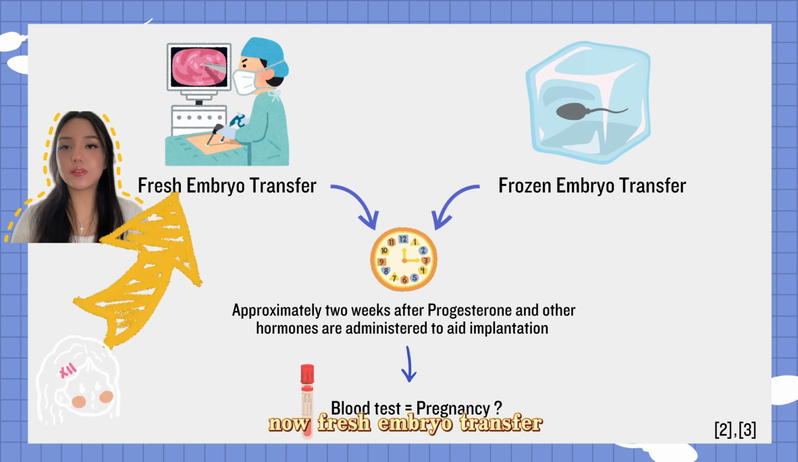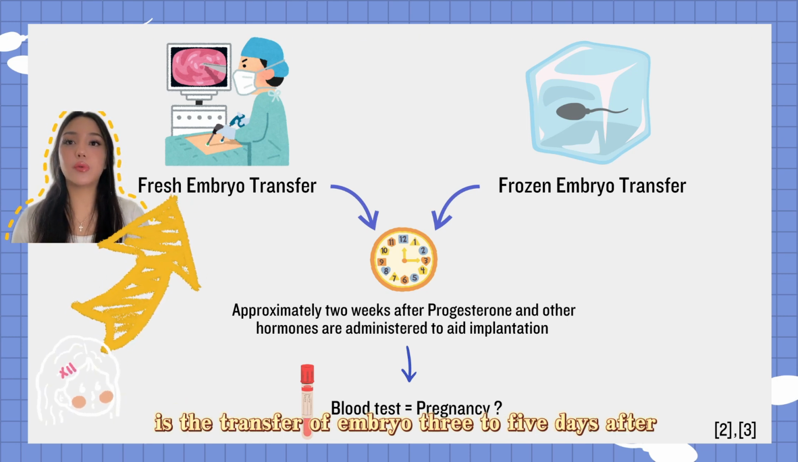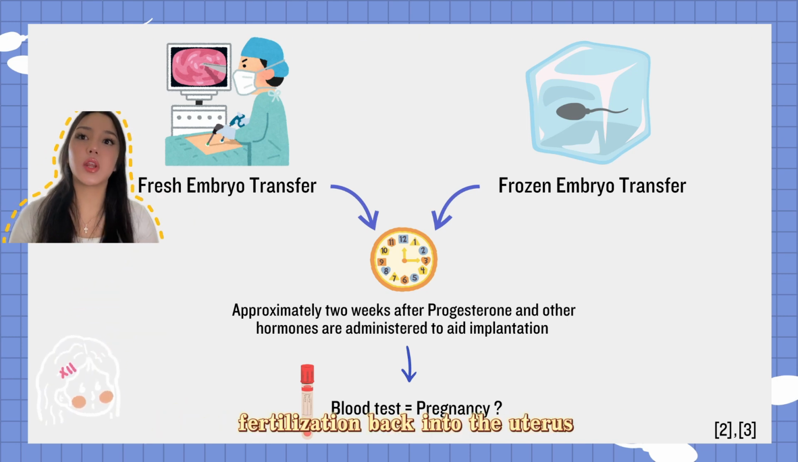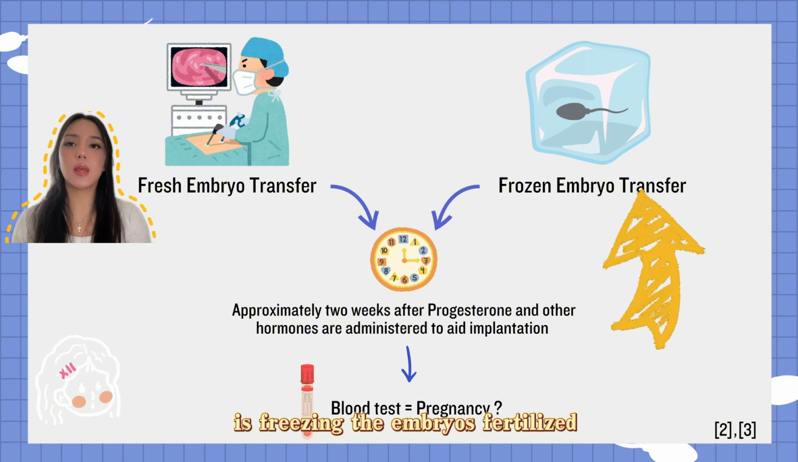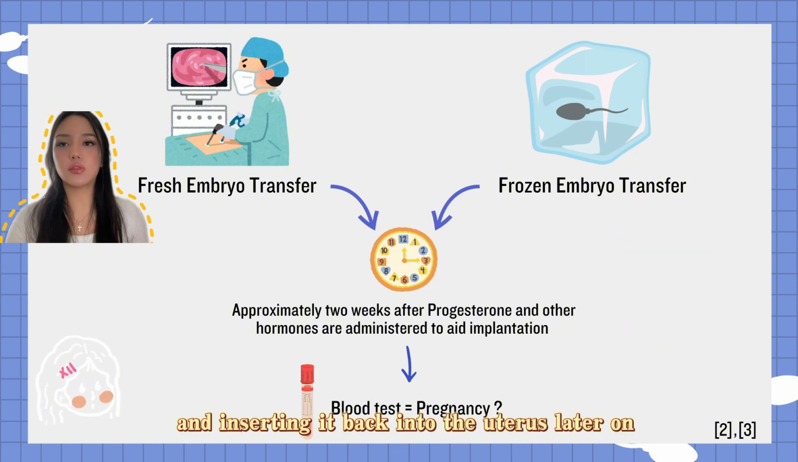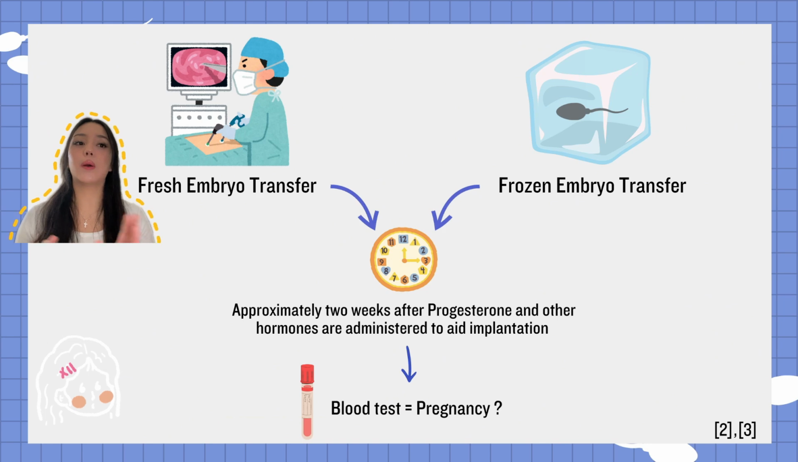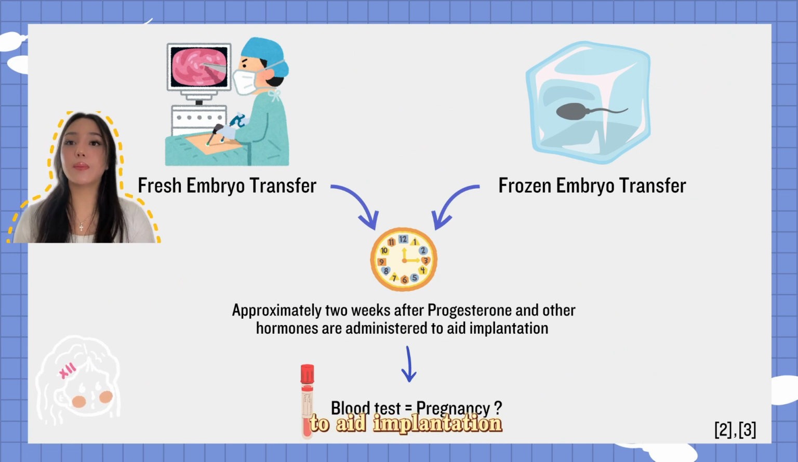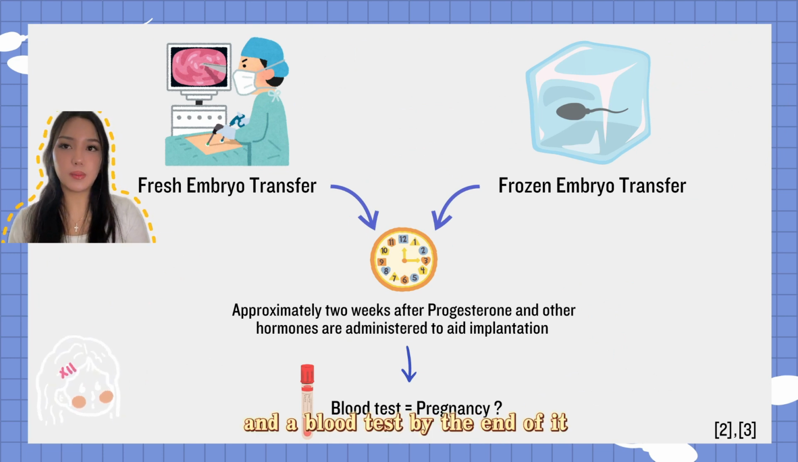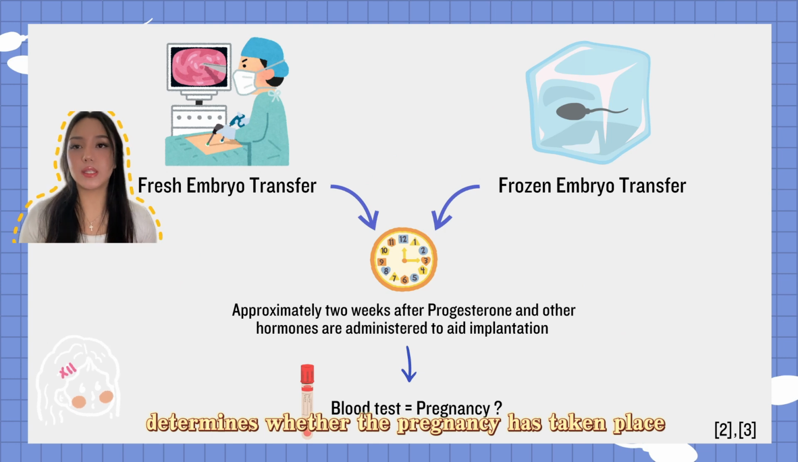Now, fresh embryo transfer is the transfer of the embryo 3 to 5 days after fertilization back into the uterus, but frozen embryo transfer is freezing the fertilized embryos and inserting them back into the uterus later on. Now, approximately 2 weeks after, progesterone and other hormones are administered to the mother to aid implantation, and a blood test by the end of it determines whether pregnancy has taken place.